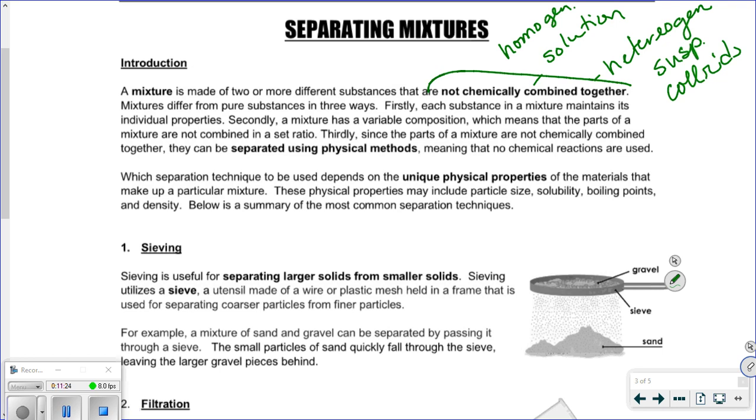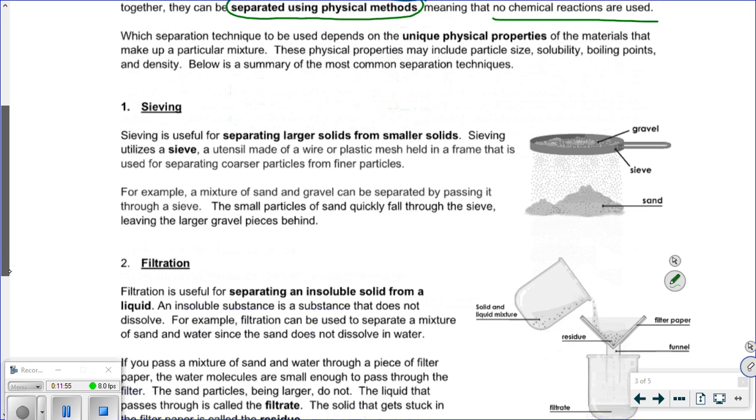They're not chemically combined, which means I can separate them using physical methods. In other words, no chemical reactions occur, so you don't have to remember your chemical reaction stuff. Which separation technique depends on which physical properties they have. So for instance, filtering will work with a suspension, but filtering's not gonna work with milk, right? All the milk's gonna come through. So here's some different ones and kind of figure out what to use.